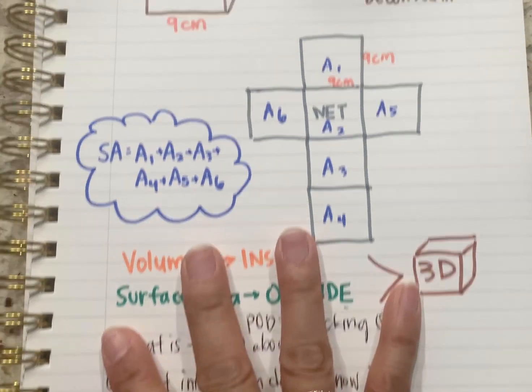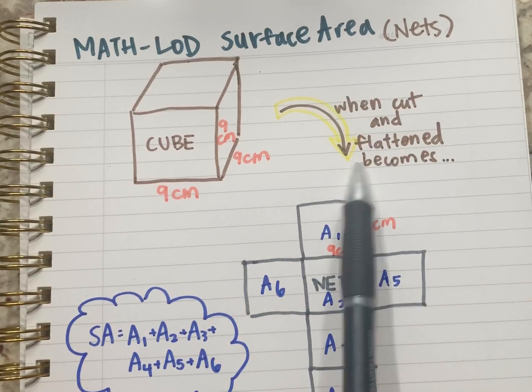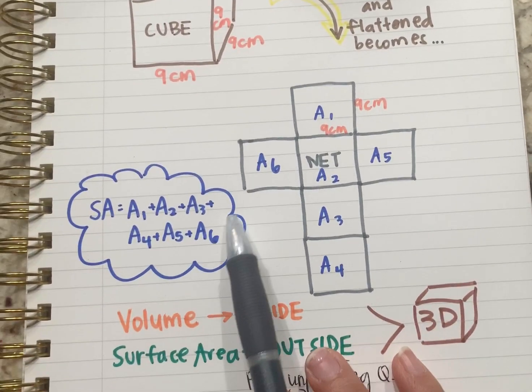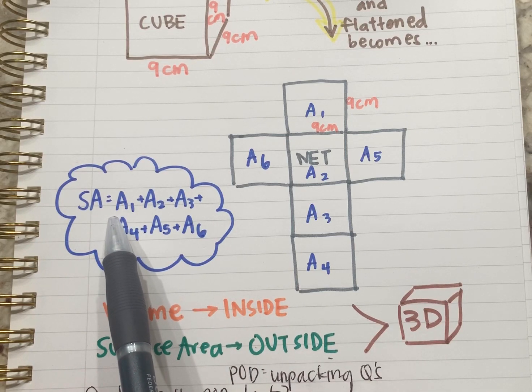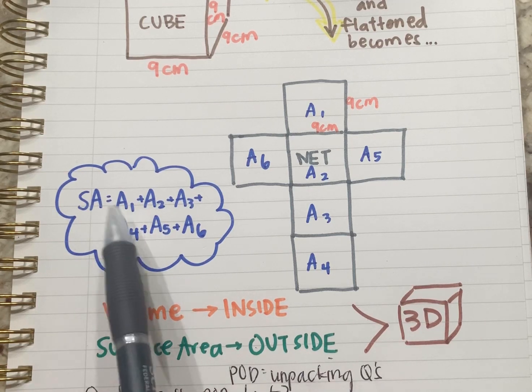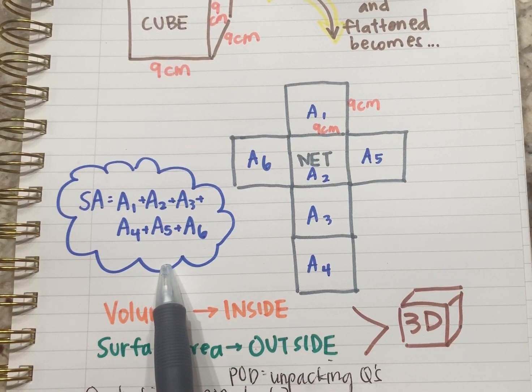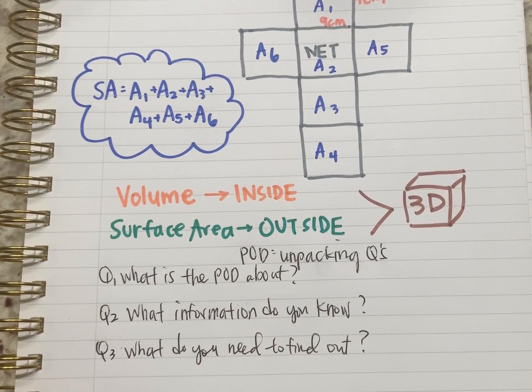All right, so once again, today for episode 6, we went over surface area using nets, and the surface area is all of the areas combined. And then of course you have that POD to do about Paola's gift.